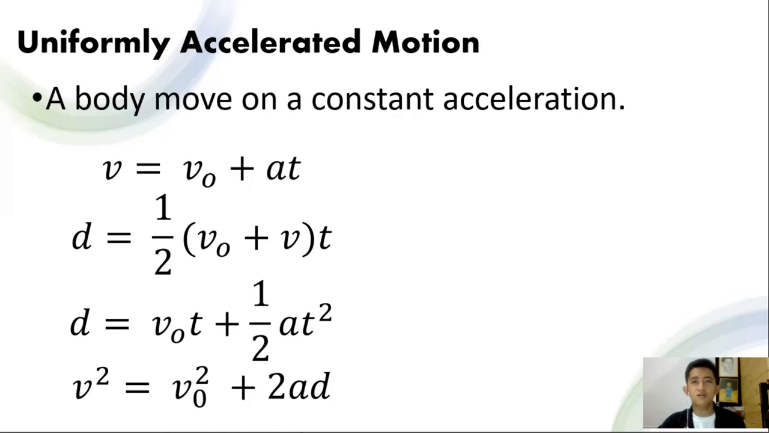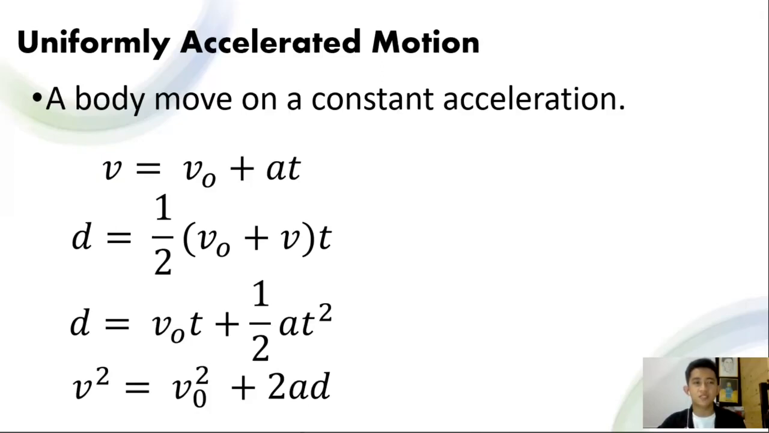We have four usable and basic equations for uniformly accelerated motion. So the first equation is v, the final velocity, is equal to the initial velocity plus acceleration times the time. The second equation is that d, the displacement, is equal to 1/2 the initial velocity plus final velocity times time.